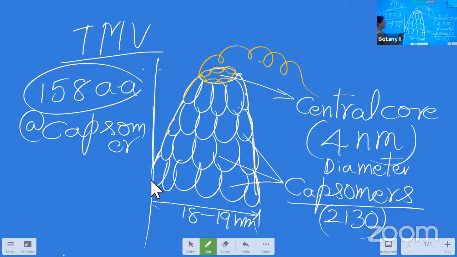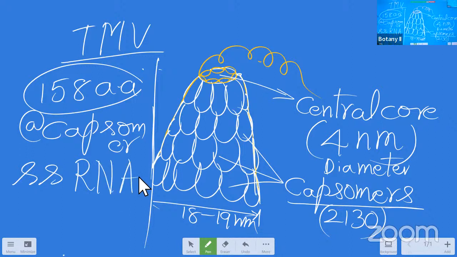Now we have to write which type of genetic material is present in the organism. In the central core, which is having an opening-like structure for the virus, for the TMV, the complete genetic material is present in a spring-like manner. The genetic material in the TMV is single-stranded RNA.